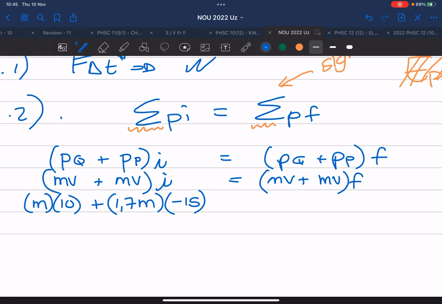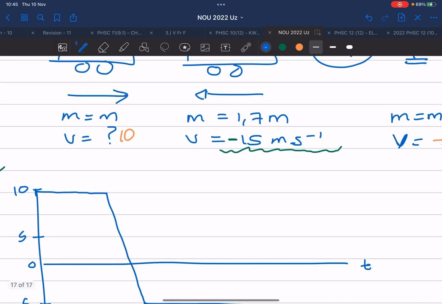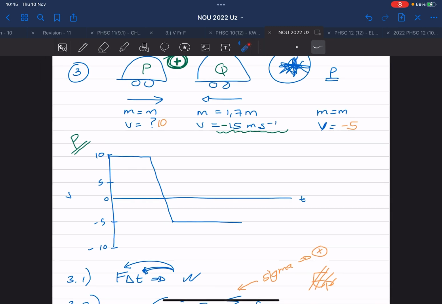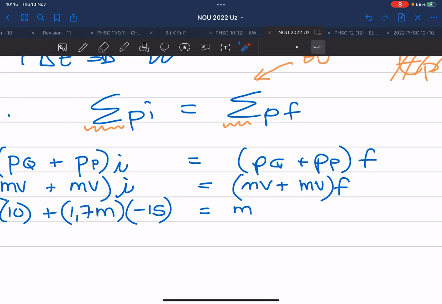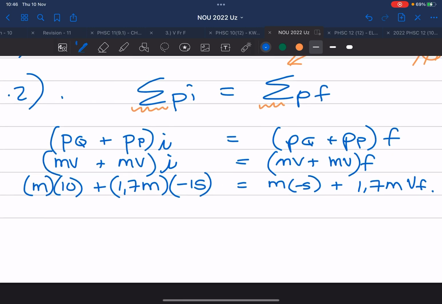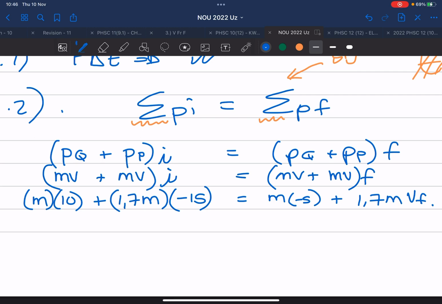Okay. Then afterwards, the mass is still m, and the velocity they showed us the velocity of P afterwards was negative 5. So that is negative 5 plus m, not m, plus 1.7 m times, we don't know what the final velocity is. Okay, so you're going to take out your calculator.